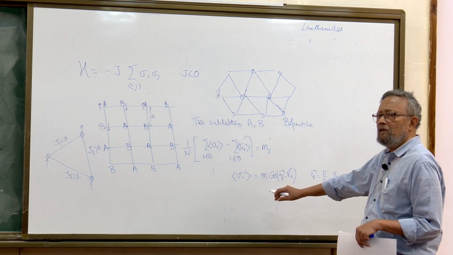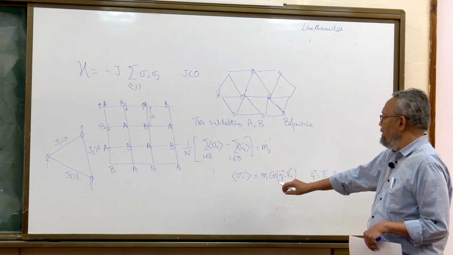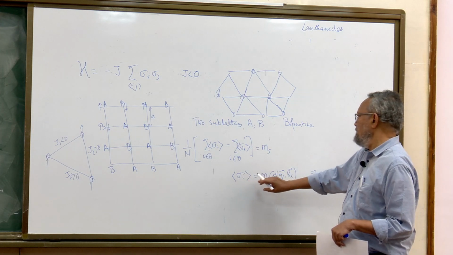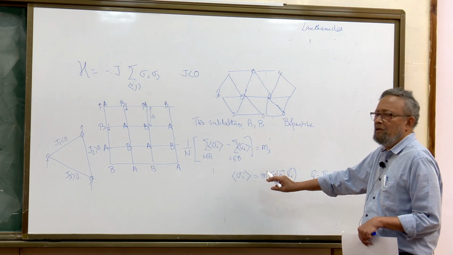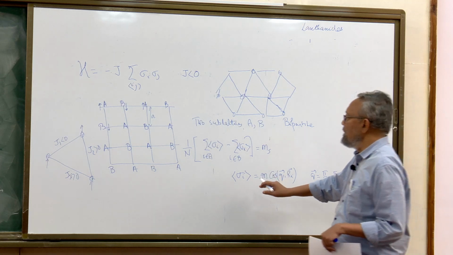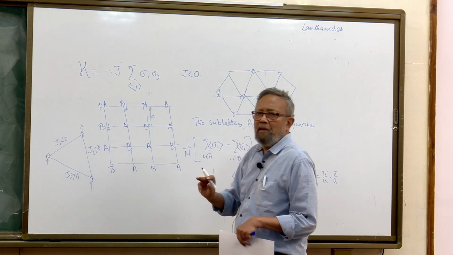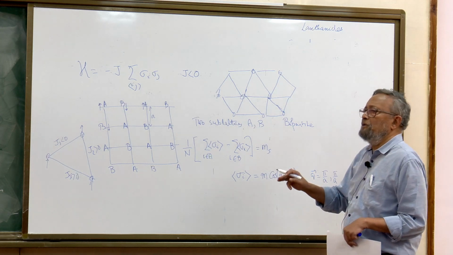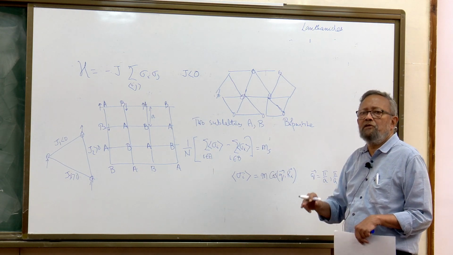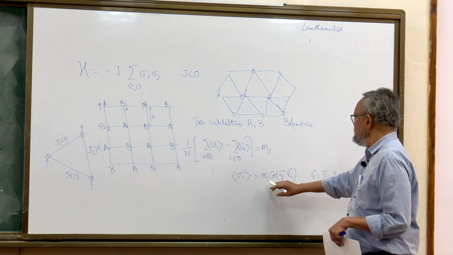The sigma_i average is some number. This is magnetization, but the magnetization is positive in the A sublattice and negative in the B sublattice. And the fact that it's changing sign as one goes from one sublattice to another can be expressed by this result.